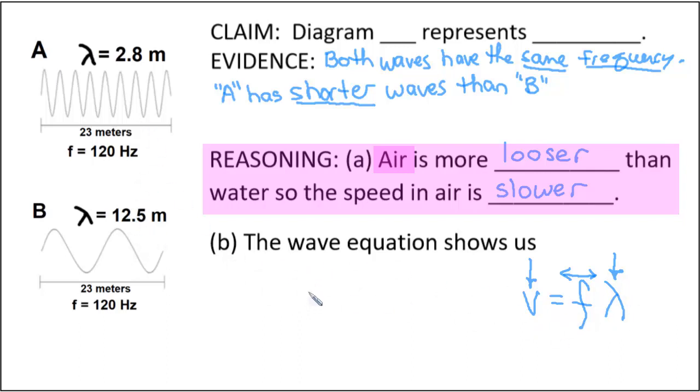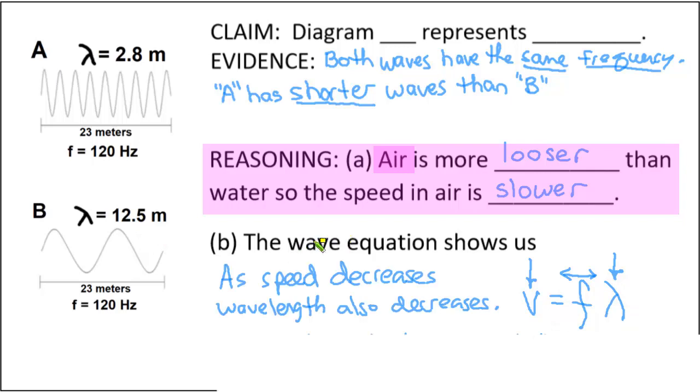What do they have to be? So you have to write that the wave equation shows us, because that's how we know it from the wave equation, that as the speed decreases, the wavelength also decreases. So we're going to have short waves. So you can pick your answer now. Which of these 2 pictures has to be the representation for air?